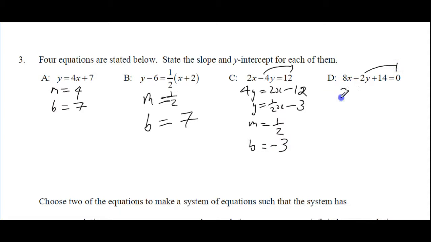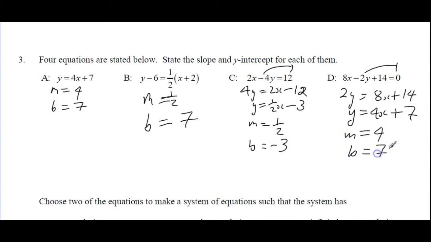What do we got? 2y is 8x plus 14. Y is equal to 4x plus 7. Slope is 4. Y-intercept is 7.